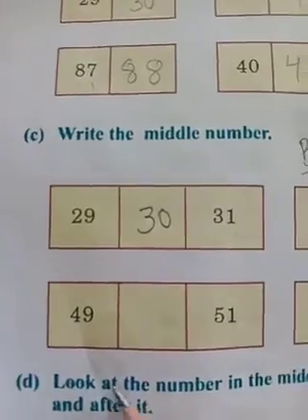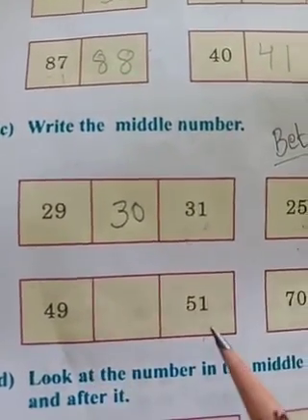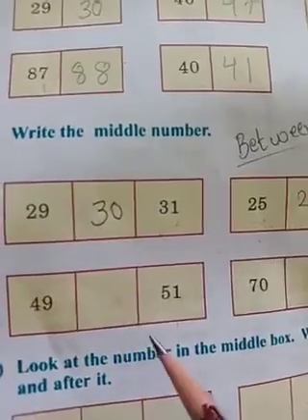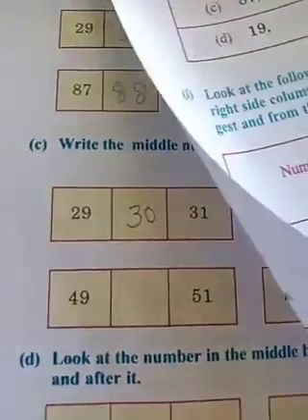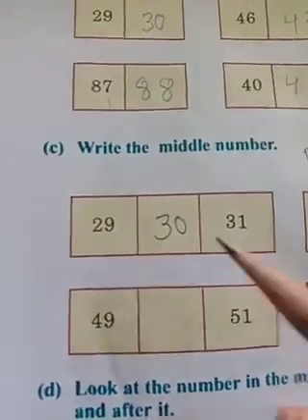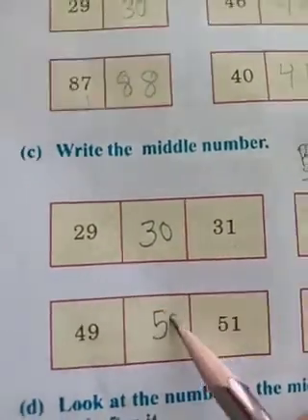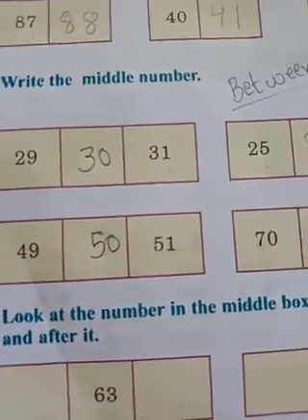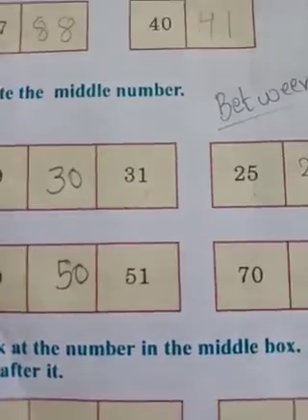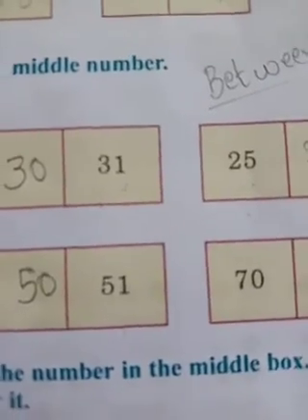See here 49 and 51. 49 and 51 between number. Middle number is what? 50. So 50 spelling. FIFTY 50.